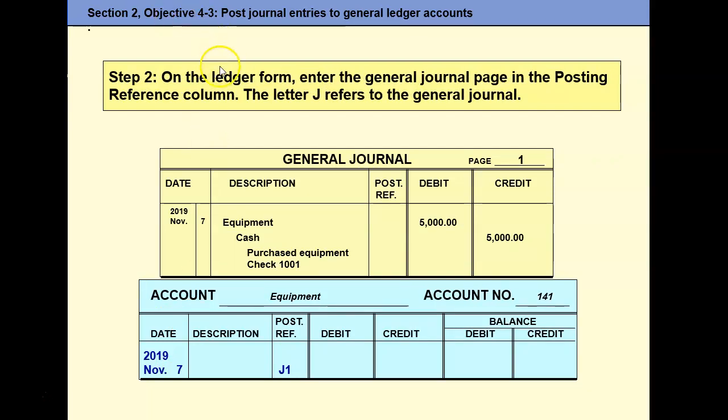The second step is to record the journal page number into the post reference column of the ledger. So notice that we're on page 1 of our general journal. So in the ledger account, we're going to record J1 in the post reference column, which stands for page 1 of the general journal. So our second step is record the journal page number into the post reference column of the ledger.